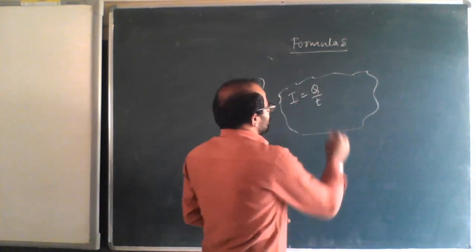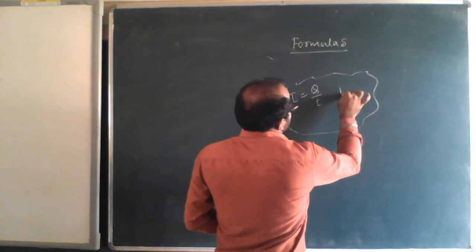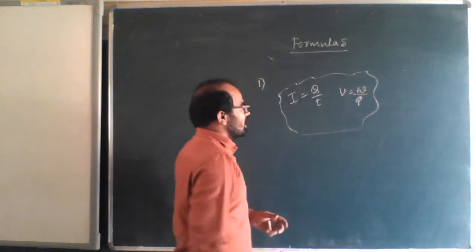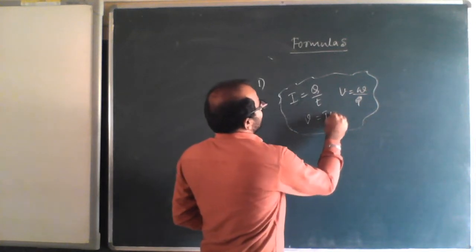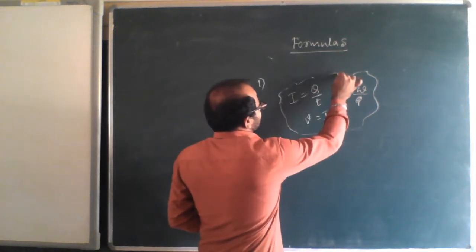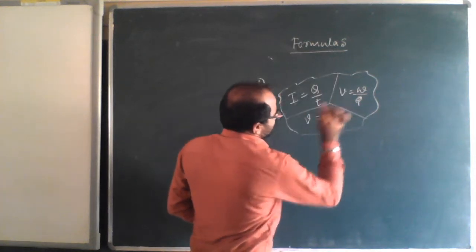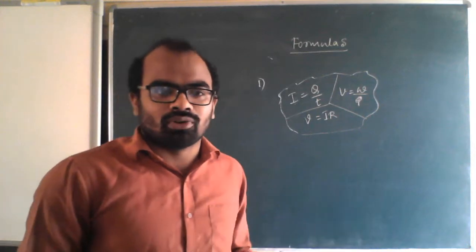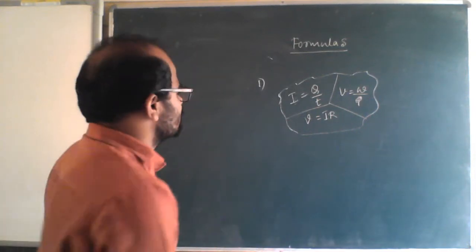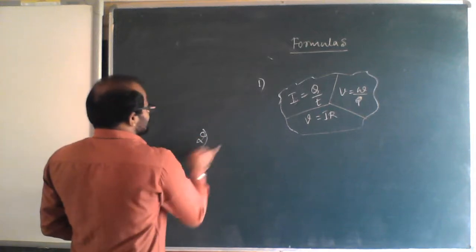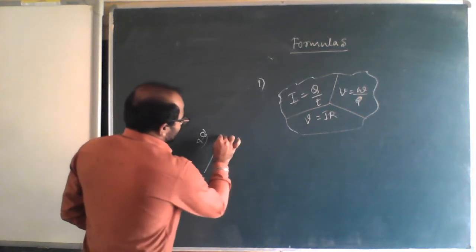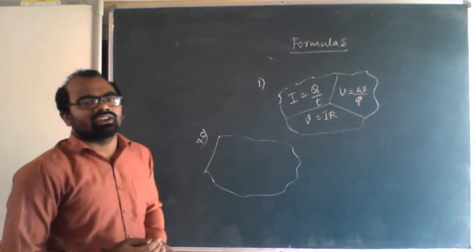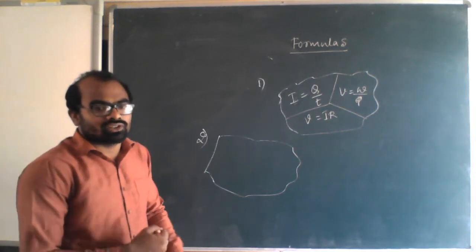You can use capital Q. Second formula is potential difference: V is equal to W by Q. And Ohm's law: V is equal to IR. So these are the three formulas that must be used. We have seen some problems on these three formulas. So this is the first group, and you make the second group like this and remember some other formulas.